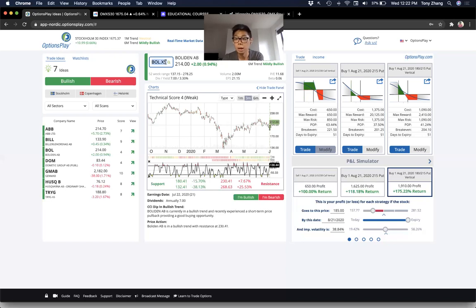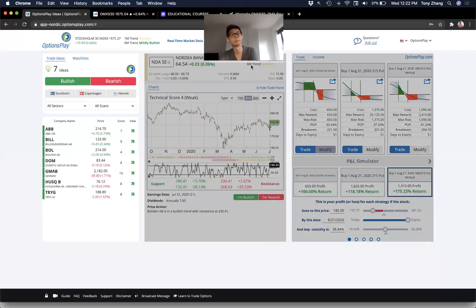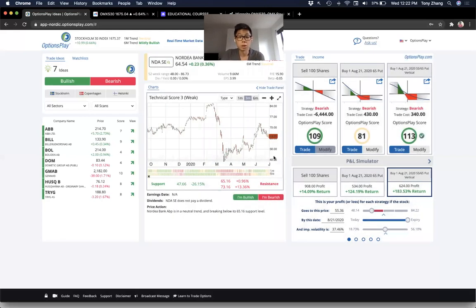Okay, so we have time for one more. Let's take a look at NDA. Nordea Bank. You want to look at the Swedish one. And you're bearish here on Nordea.